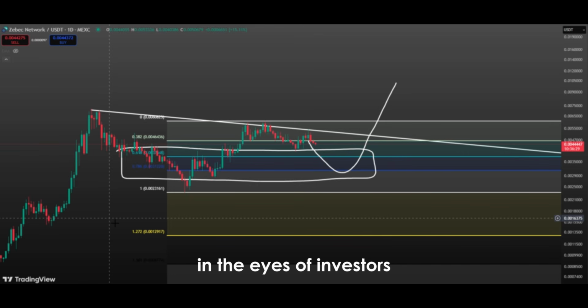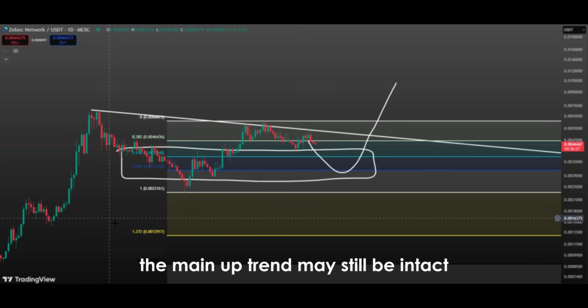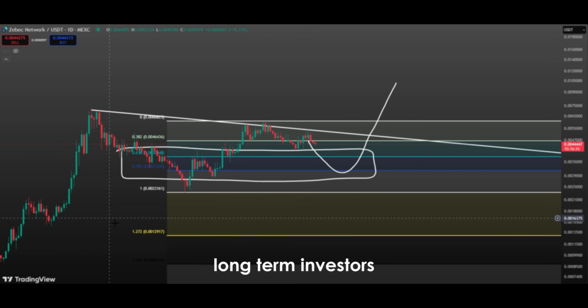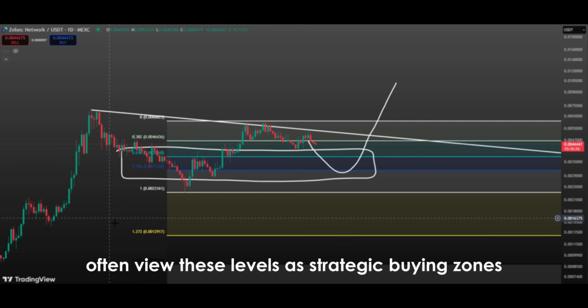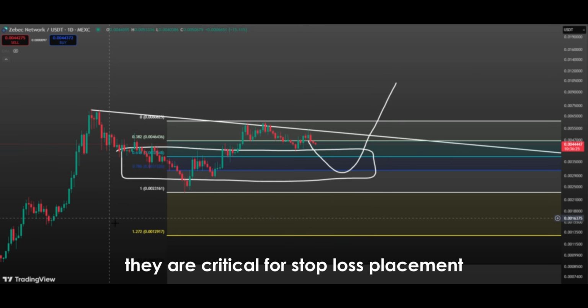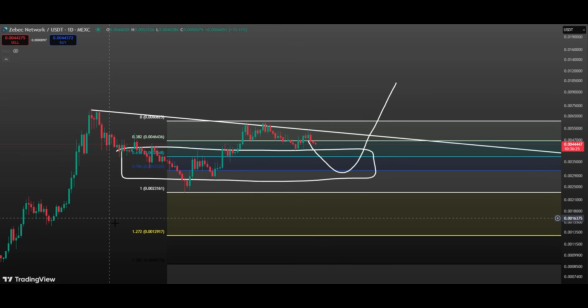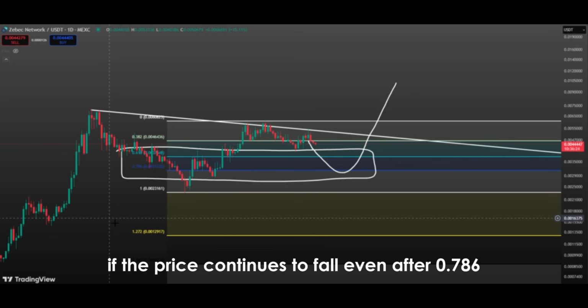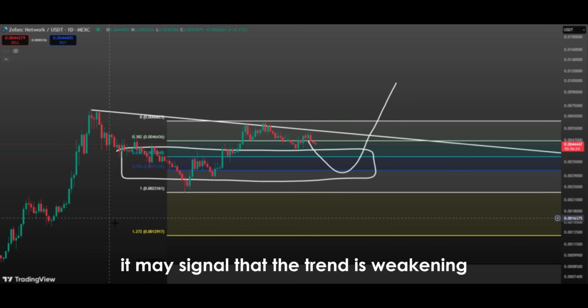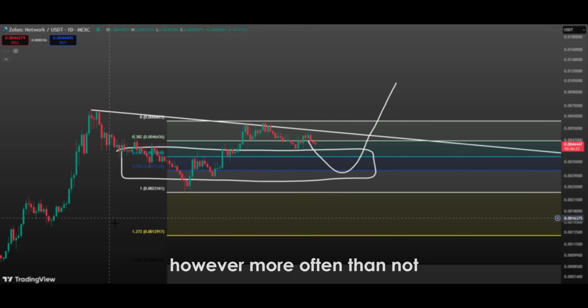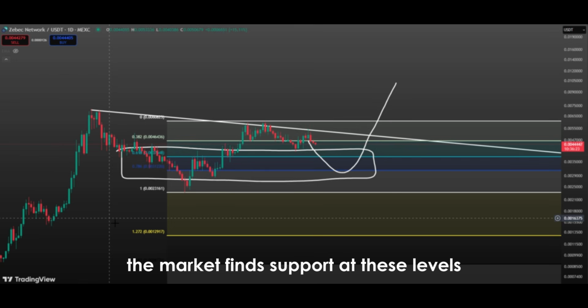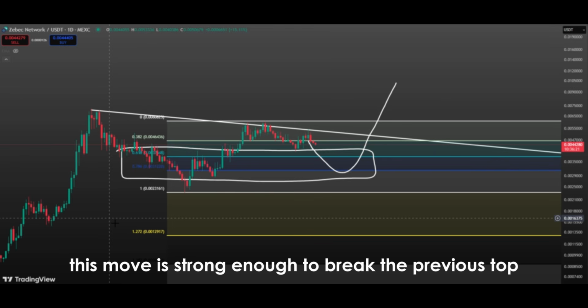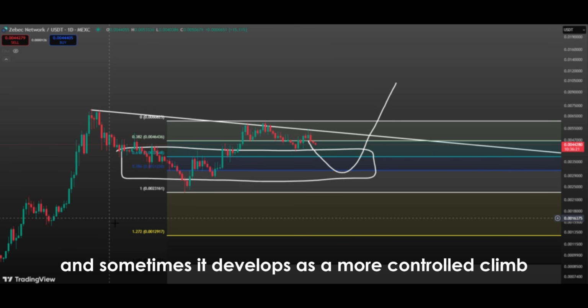In the eyes of investors, these levels are also considered the last defense zones of the trend. Even if price retraces to 0.786, the main uptrend may still be intact. Long-term investors often view these levels as strategic buying zones. For short-term traders, they are critical for stop-loss placement and risk management. If the price continues to fall even after 0.786, it may signal that the trend is weakening or breaking down entirely. However, more often than not, the market finds support at these levels and begins a new upward move. Sometimes this move is strong enough to break the previous top, and sometimes it develops as a more controlled climb.